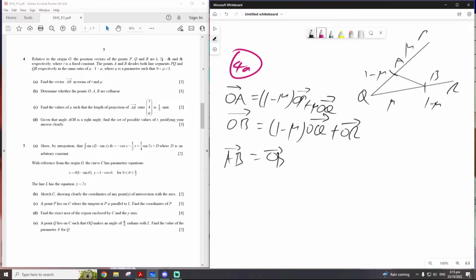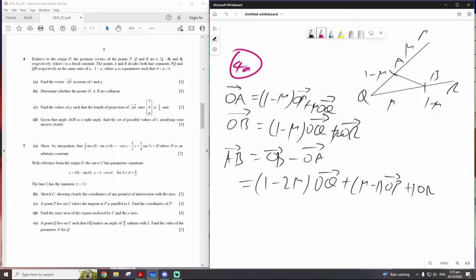OB minus OA, so that you get (1 minus 2 mu) OQ, then the OP comes in, so plus (mu minus 1) OP plus mu OR. Oh, this is mu, sorry. Mu OR. Okay, simplify this a bit.